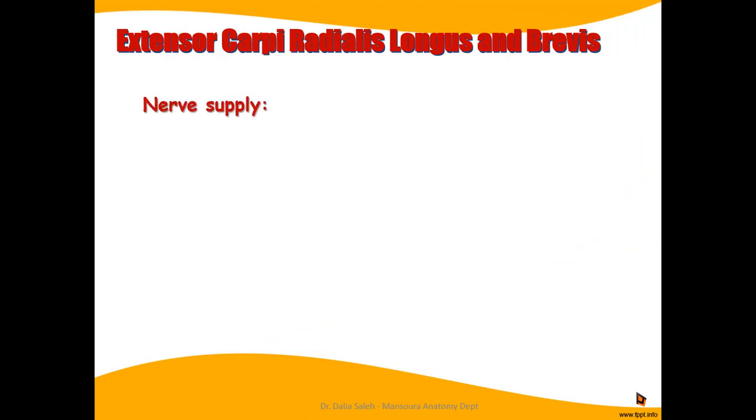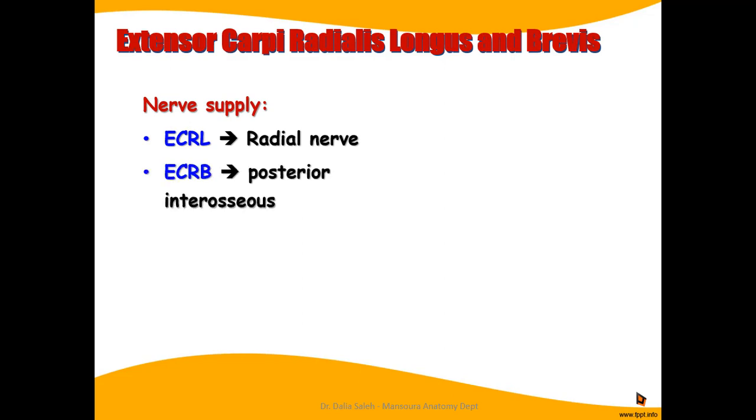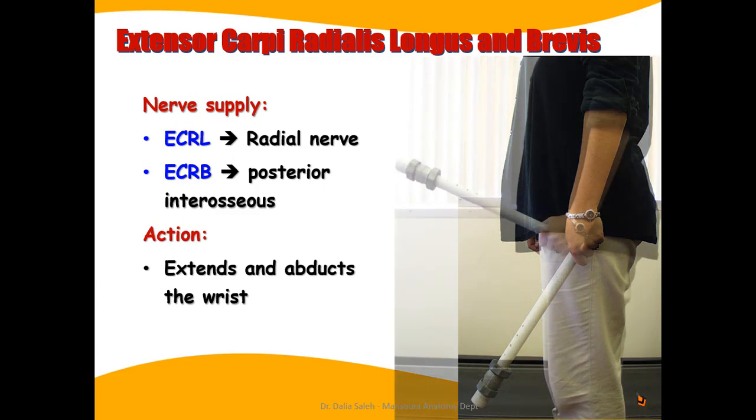These 2 muscles take nerve supply as follows: the extensor carpi radialis longus from the radial nerve, while the extensor carpi radialis brevis from the posterior interosseous nerve, which is a branch of the radial nerve. Each muscle extends and abducts the wrist. This is called abduction of the wrist or radial deviation.